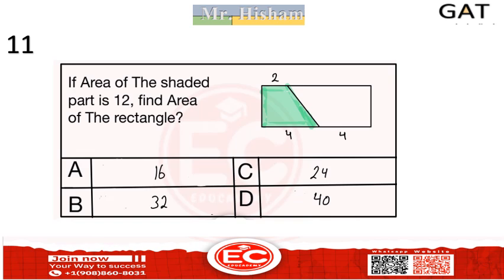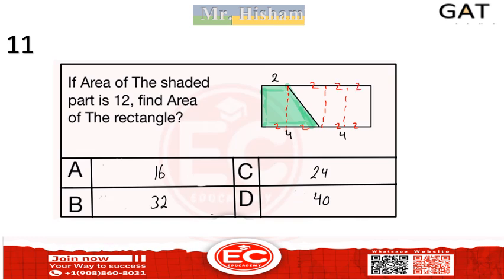The area of the shaded part is equal to 12. What is the area of the rectangle? As we can see, I prefer to use ratios and logic. In your mind, draw a line here. This line is 2 and this line is 2. So this is 2, and this is 2, 2, 2, 2.